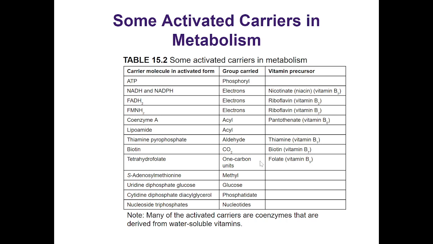Tetrahydrofolate, this is going to be 1 carbon units that are carried. The S-adenosyl methionine, these are methyl groups that are carried. Uridine diphosphate glucose, this is glucose that is carried. You'll actually see this later on when we get into other metabolic pathways. Cytidine diphosphate diacylglycerol, these are phosphatidates that are carried. Nucleoside triphosphate, guess what they carry? Nucleosides. That's that DNA and RNA synthesis that we were doing, wasn't it?